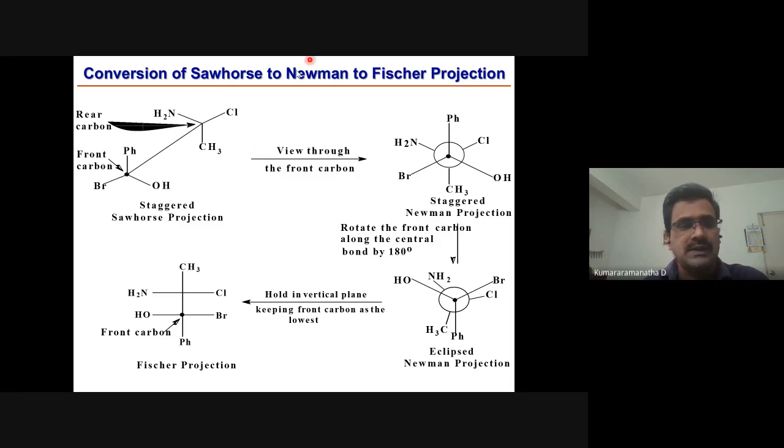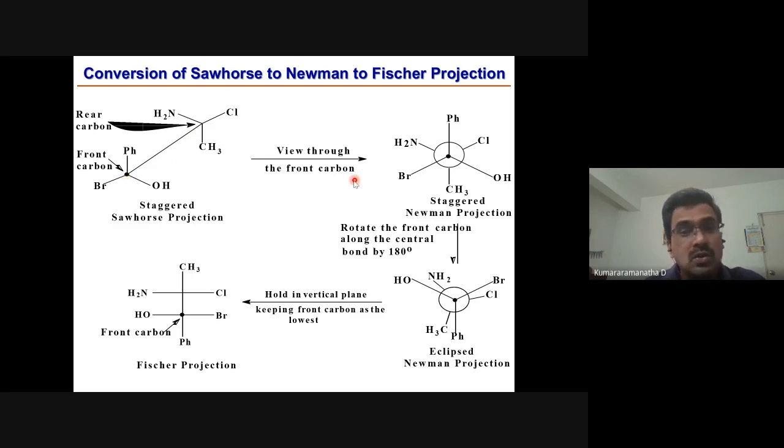So first thing, if you have a Sawhorse projection, which you are already aware of, an inverted Y and Y, you will be having this stereo center, and these two carbon atoms are connected. When you have multiple carbon atoms which are connected, you can easily mention a Sawhorse projection. So all the time look for the front carbon and rear carbon, from where we are viewing it. If you are viewing from this direction, this becomes the front carbon, this becomes the rear carbon. So identify the carbon, front and rear.